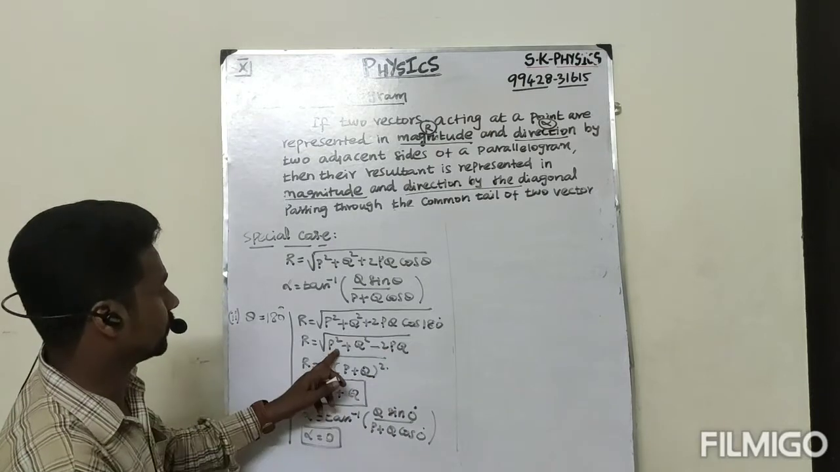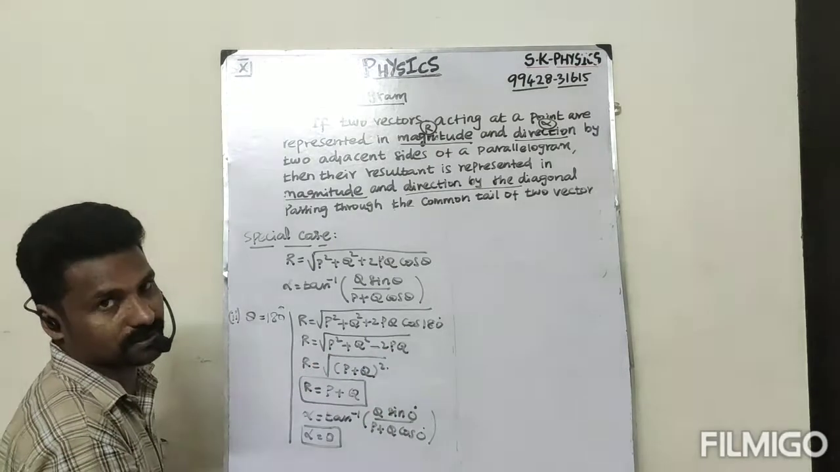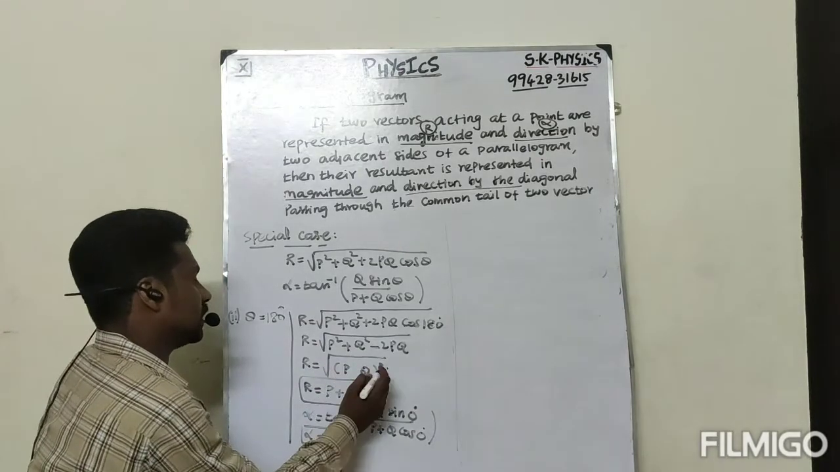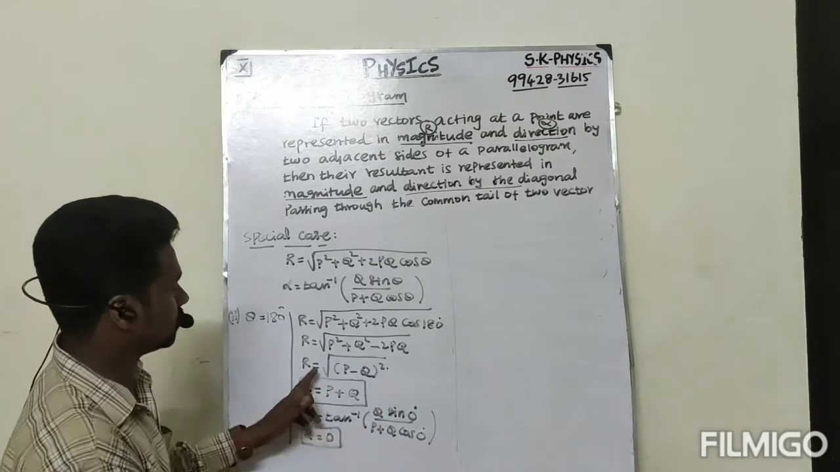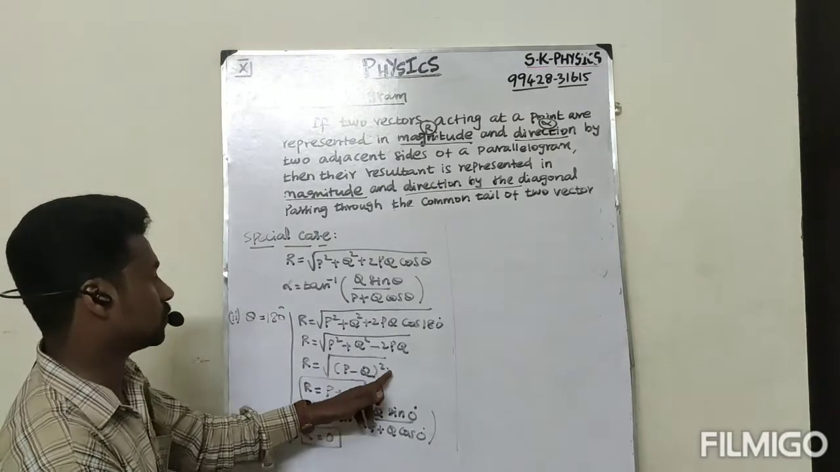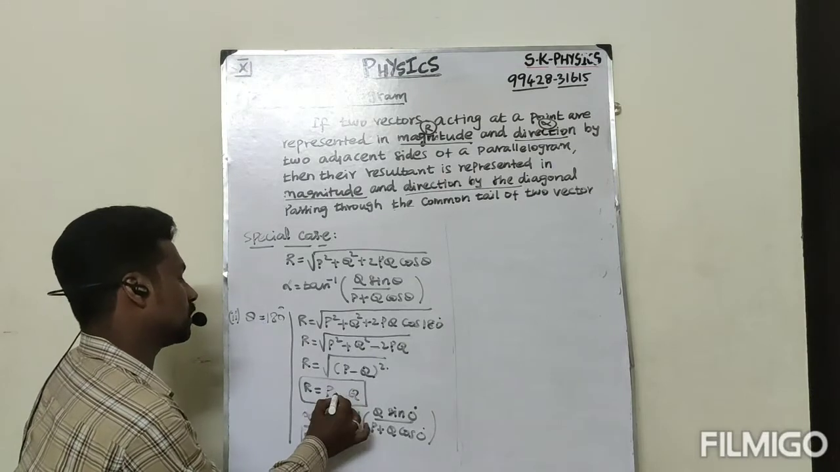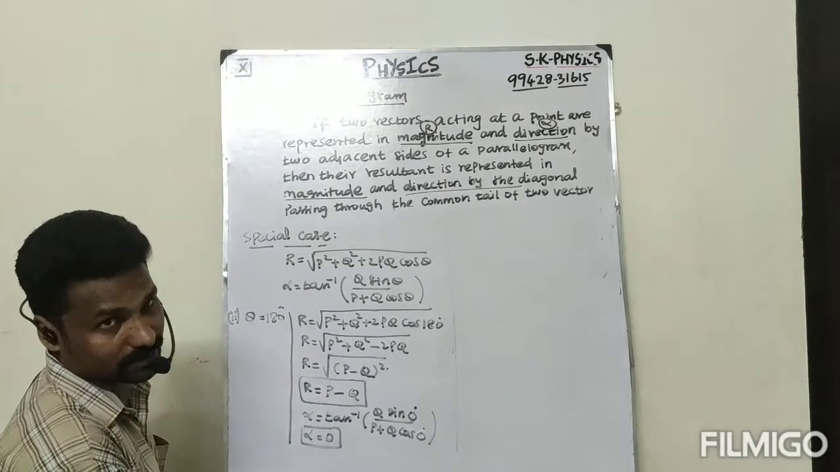Now, if you observe, this is like a square plus b square minus 2ab. So what is the formula? a minus b whole square. So whole root of p minus q whole square, square root will be cancelled. So that is equal to r is equal to p minus q only will come.